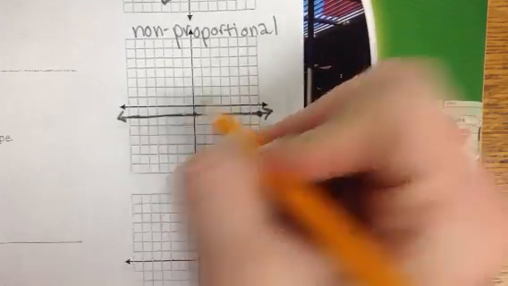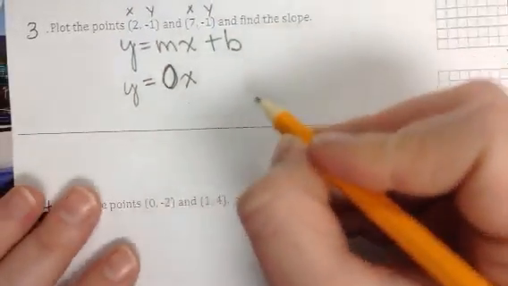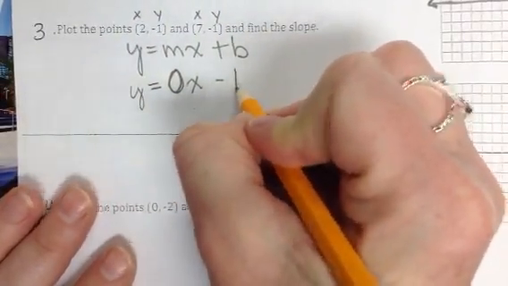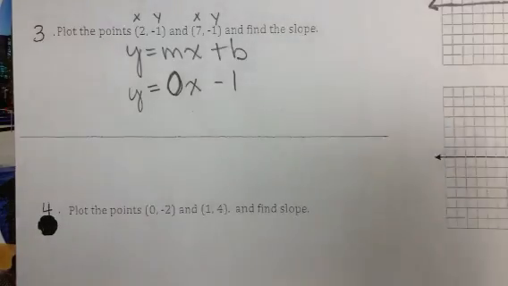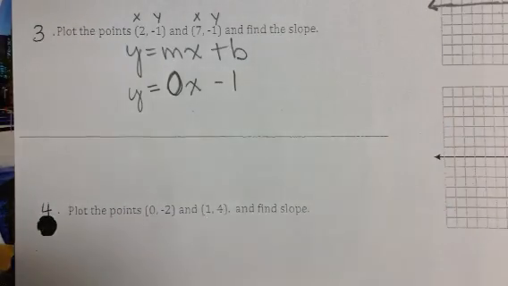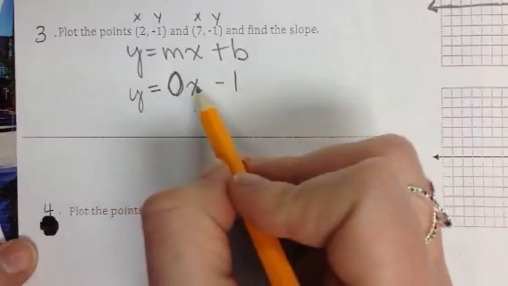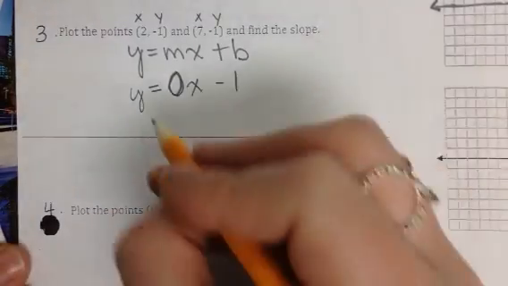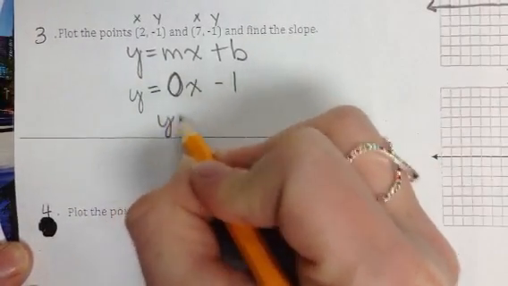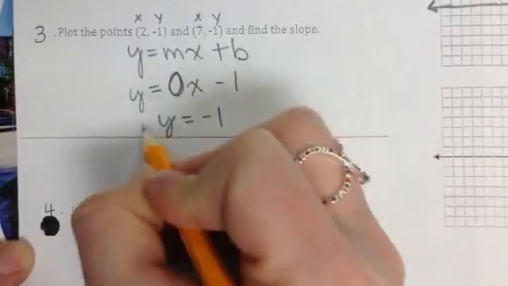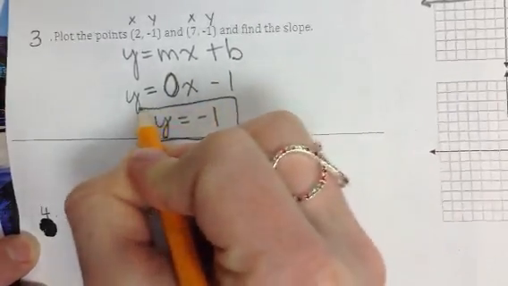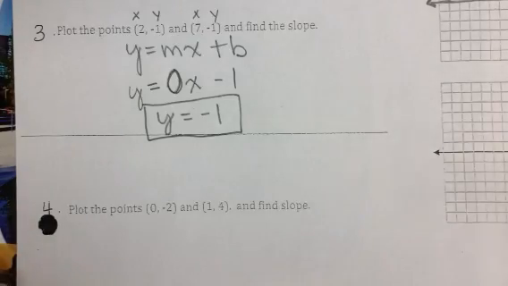right below the origin, is -1. So I put -1 at the back of the equation. This one can be simplified a little bit because 0 times x is just going to be 0. So we're going to write y equals -1. That is the equation of that horizontal line.